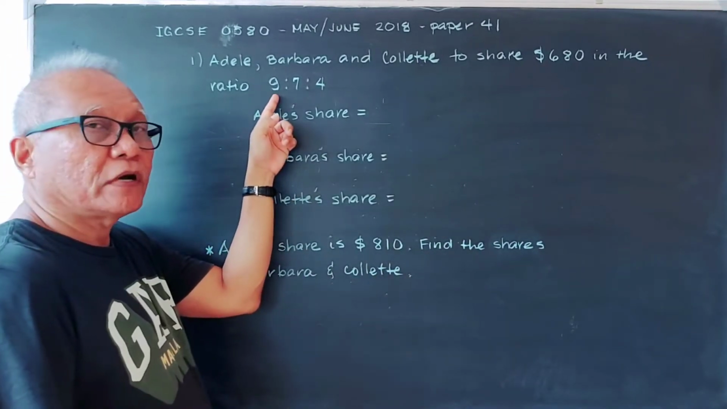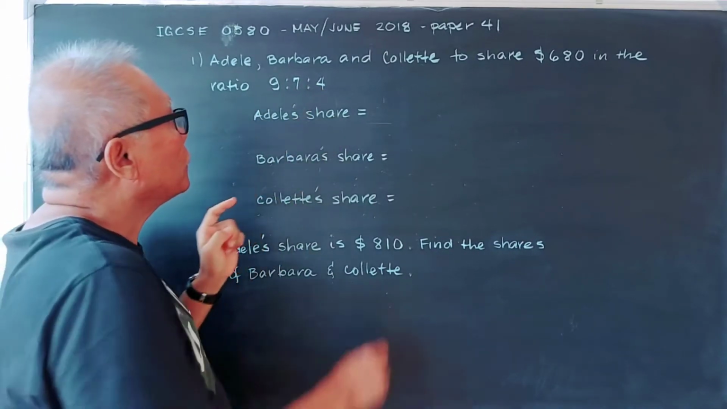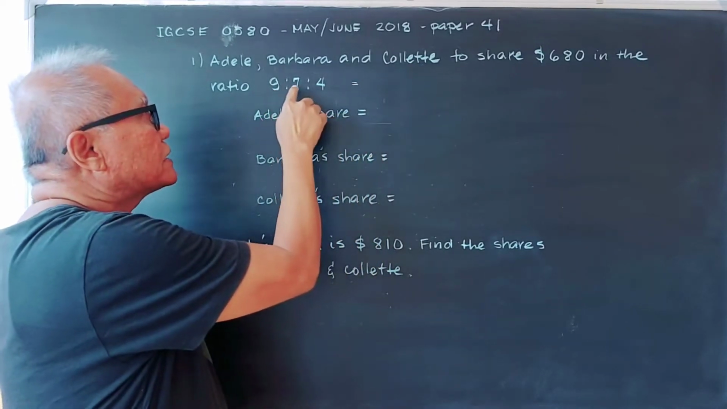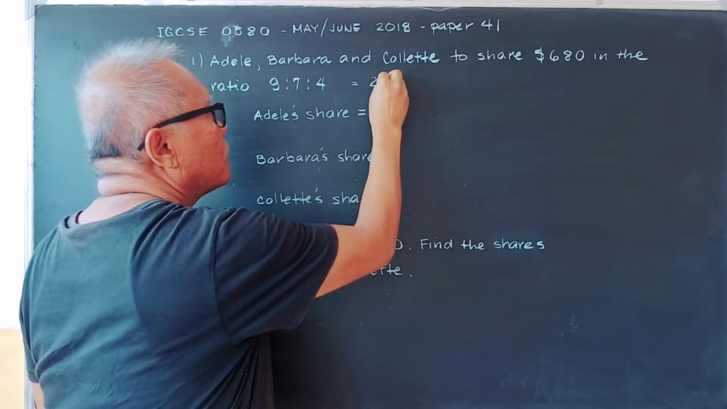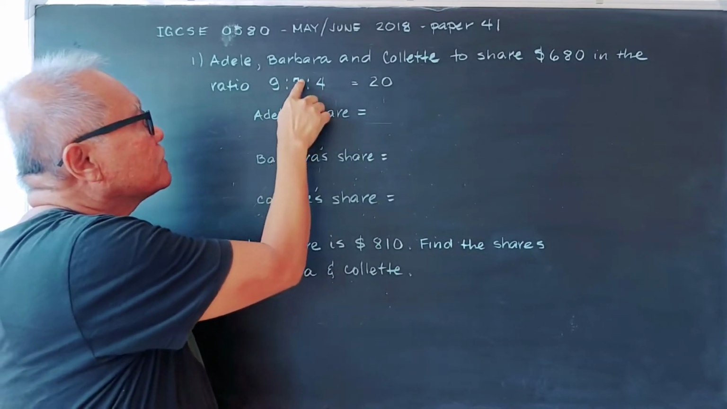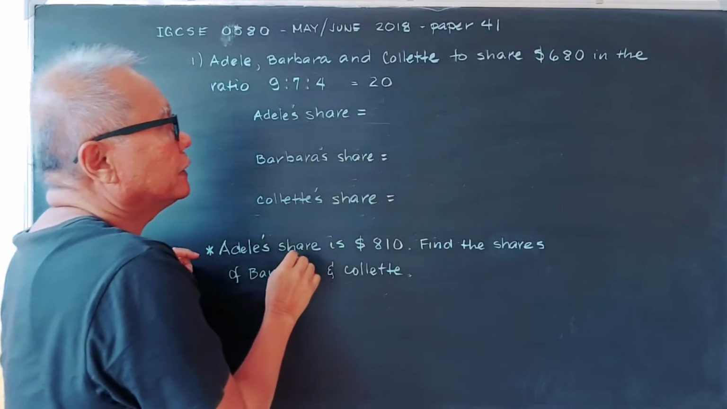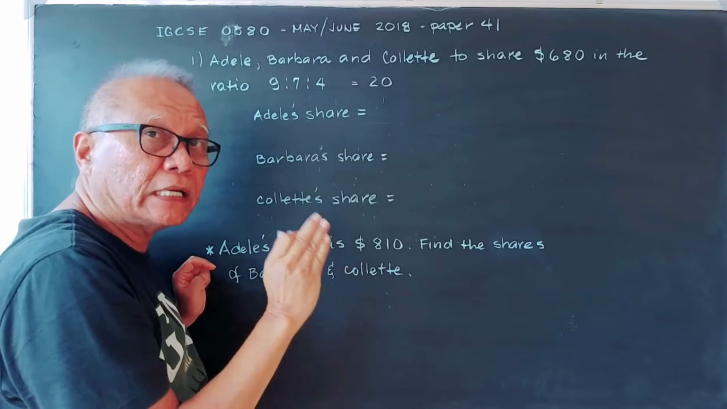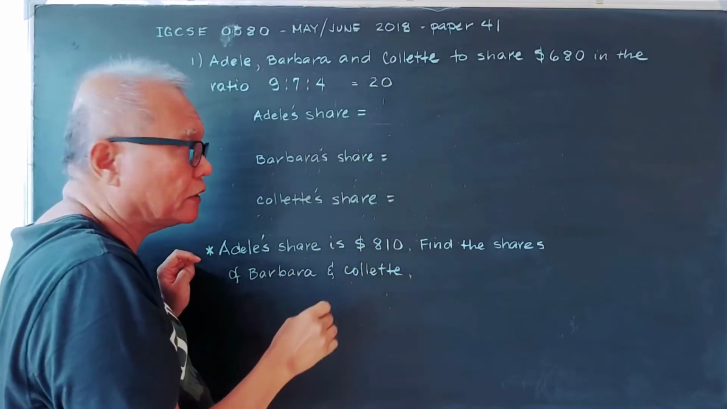When we have a ratio, we have three parts here, so we add the ratio. 9 plus 7 is 16, plus 4 is 20. That is the sum of the ratio. The 9 is for Adele, 7 is for Barbara, 4 is for Colette. And that $680 is the total amount that will be divided among the three girls.